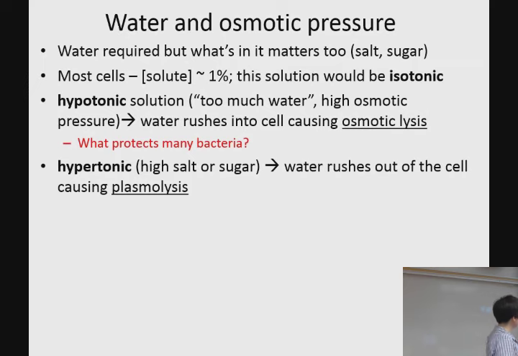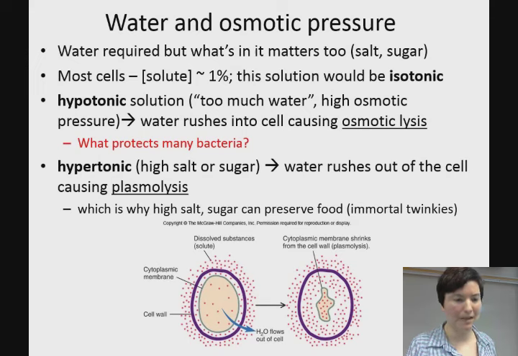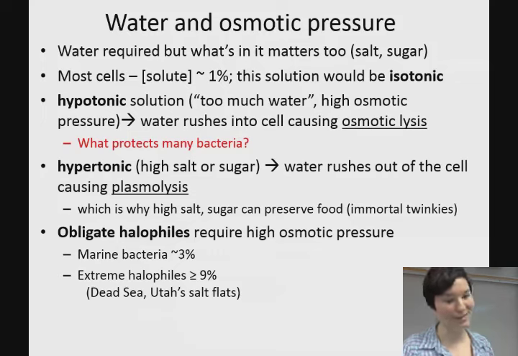Hypertonic means that the outside world has a higher percent solution, which means what is going to happen to the water in the cell? It's going to want to leave. Hypertonic means that the water leaves and you are dehydrated, and we call this plasmolysis, meaning that the cytoplasm gets decreased because water's leaving. And this is why we can preserve food by adding salt or sugar to the environment of the food, because the water inside the cell is going to want to rush out. It's also why things like Twinkies never die. If you've ever wondered, that's the reason.